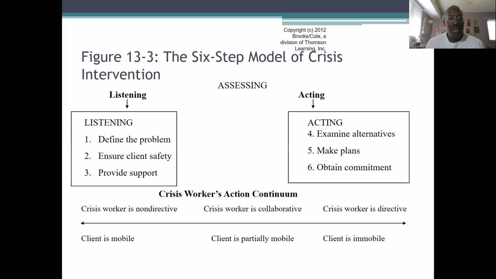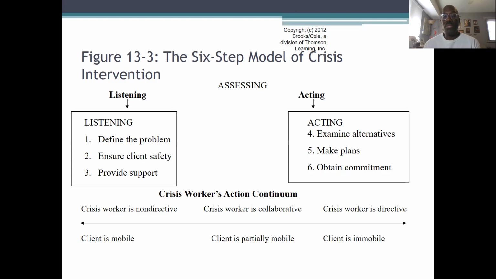In terms of that, while we're assessing, we then look at moving into action, when we start to think about alternatives, making a plan and making a commitment. So I'm collaborating, but chances are, if I'm in a crisis worker role and things have escalated and we're into the acting phase, I might be directive.